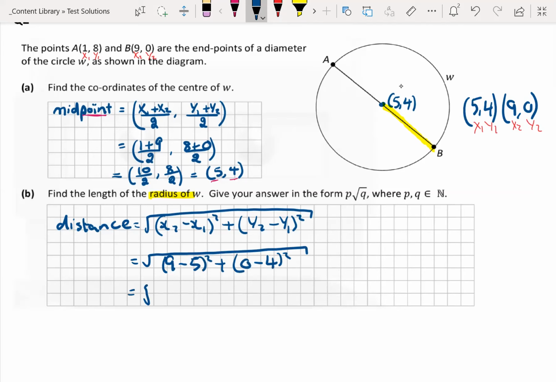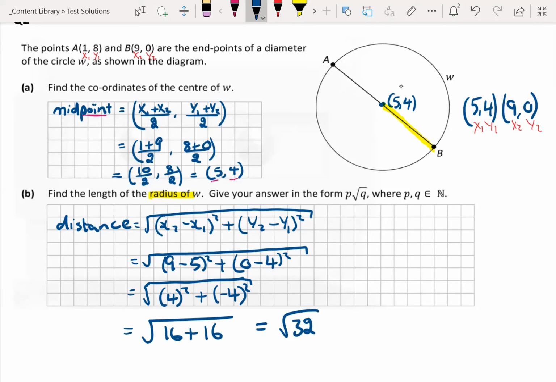So we're left with 4 squared here plus minus 4 squared here. That leaves us with 16 plus, minus 4 squared is also 16. Now you need to just add those two together. It gives you the square root of 32. Now, if you left it at that, you've 9 marks out of 10. But if you look at the question, they did ask us to write it in this form.